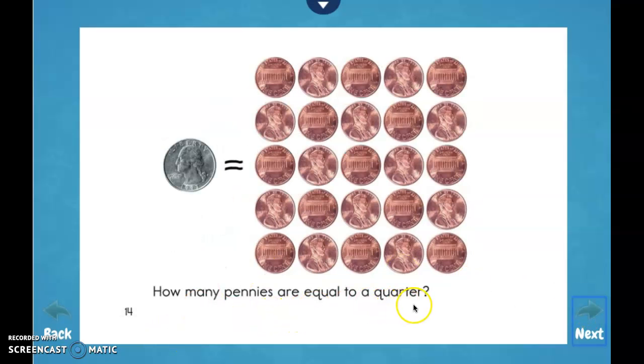How many pennies are equal to a quarter? We know that a quarter is worth 25 cents, so we have to put together 25 pennies to have an equal of a quarter.